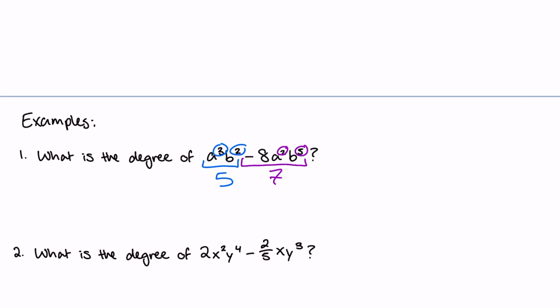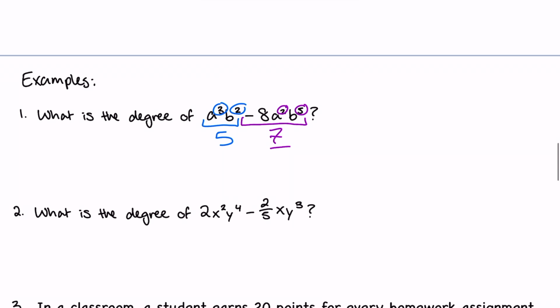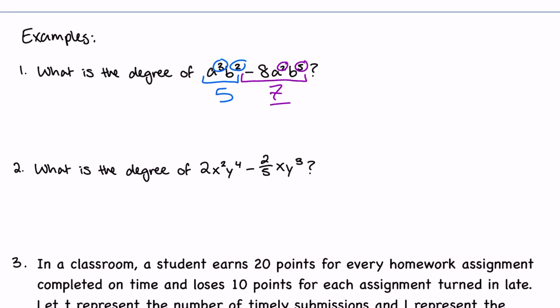So the degree of the binomial would be the highest degree of a term, which is 7. So 7 is our answer. Our next question is asking us the same thing. It's asking us again to find the degree of yet another binomial.